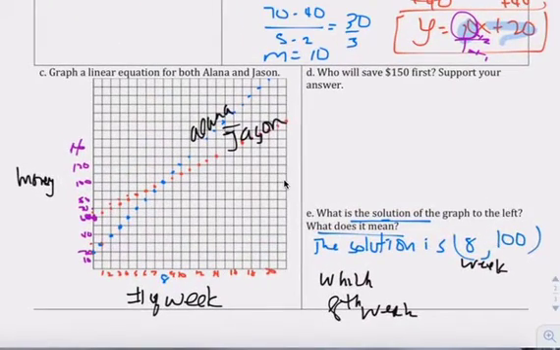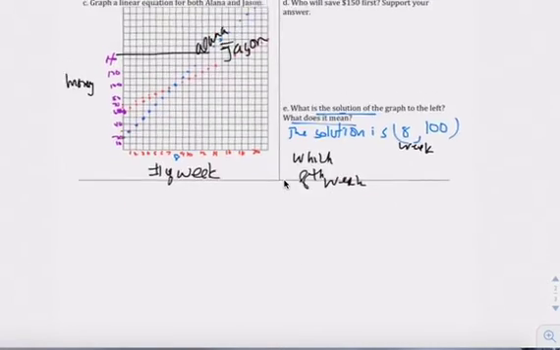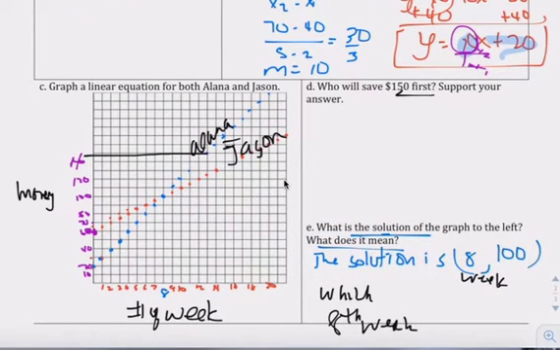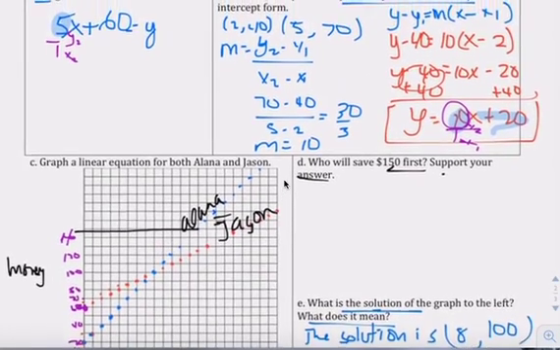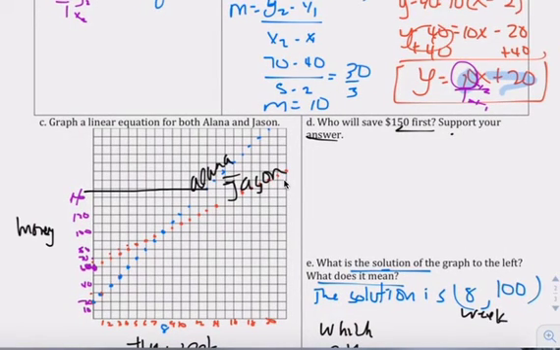Who gets 150 first? Let's look. Alana gets 150 first. And that's it. Make sure you know who gets 150 first and support your answer. It says on the graph, I look for 150, or you can do the math, whichever way.